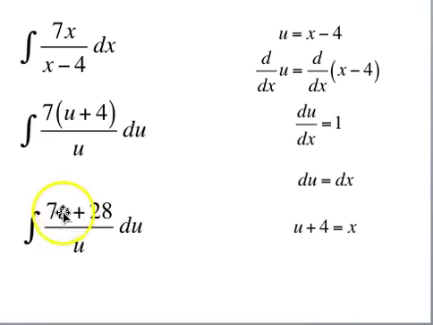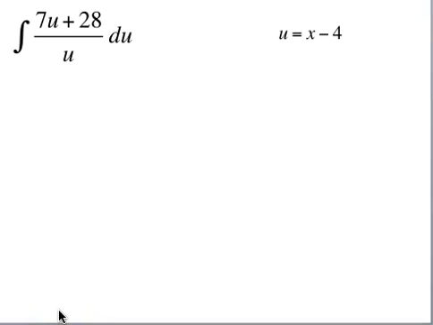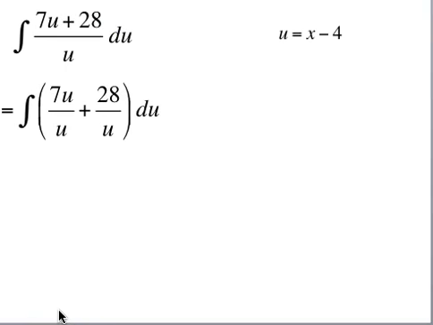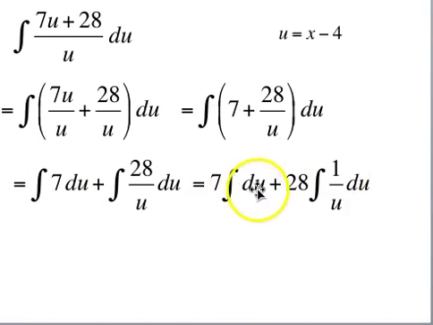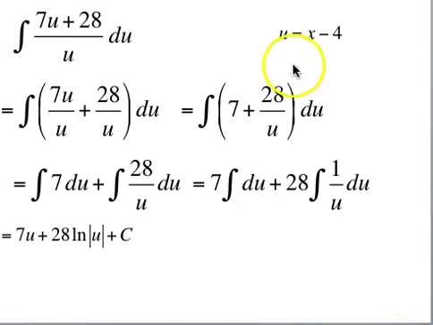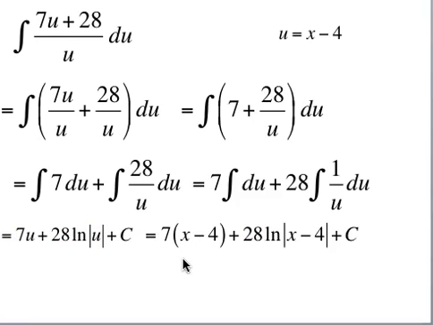Now we can write this as a sum of two integrals, 7u over u du, 28 over u du. 7u over u, of course, is just 7. And we can break that up into two integrals, as I said. And we can pull the 7 out, we can pull the 28 out if we're interested. The integral of du is just u, and the integral of 1 over u is natural log of absolute value of u. But what is u? u is x minus 4, so this will be 7 times x minus 4 plus 28 times the log of absolute x minus 4 plus c.